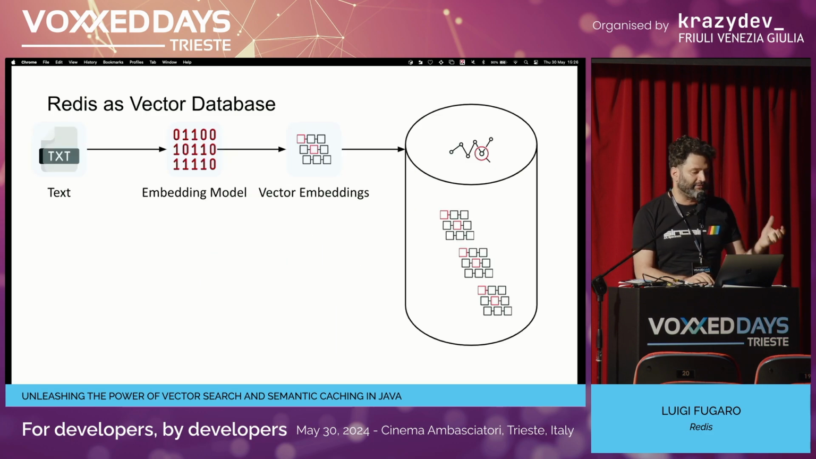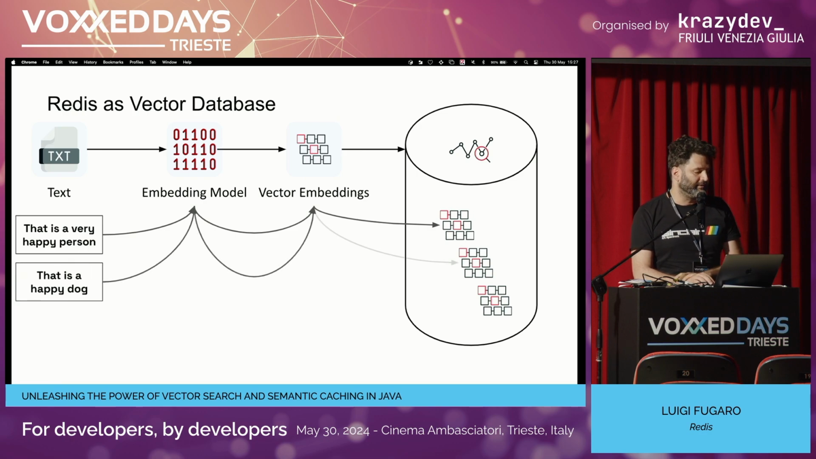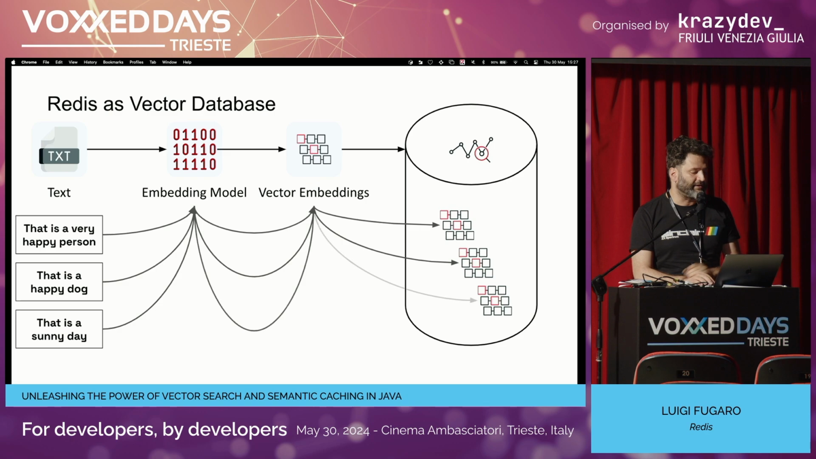Let's see an example. I will have a text, apply a model to it, and then the vector embeddings will be stored into Redis. This is the flow, how it will happen. So I'm going to transform the first sentence, that is a very happy person, then that is a happy dog, and then that is a sunny day, all with the same flow. It will be memorized inside Redis.